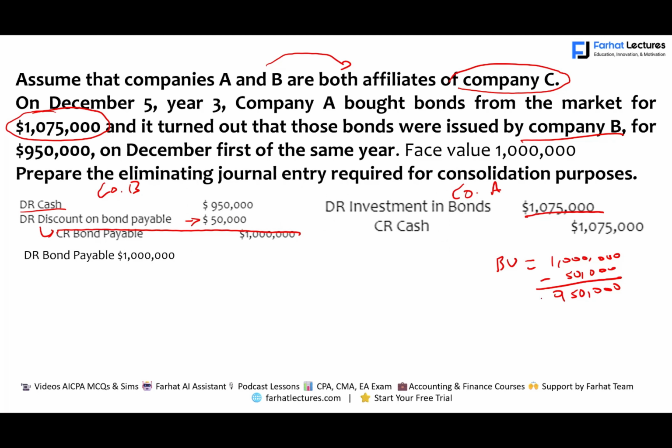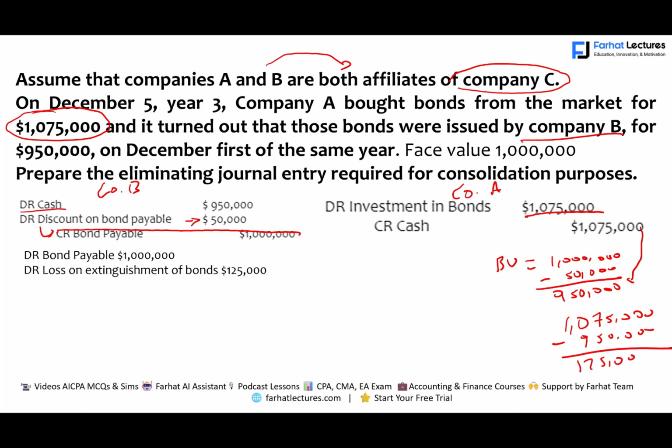So there was a book value of a bond for 950, but we paid 1,075,000. We paid 125,000 more than the book value. As a result, we have a loss of 125,000, which is the difference between 1,075,000, what we paid, and 950, the book value or the carrying value of the bond. We debit that loss 125. So we recorded the loss.